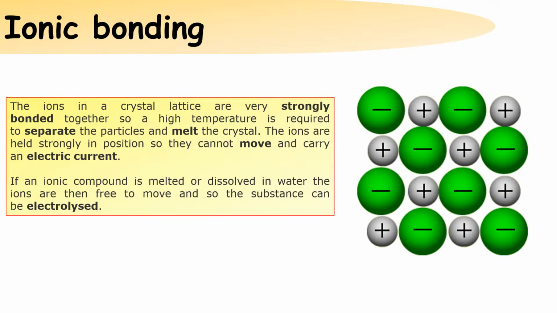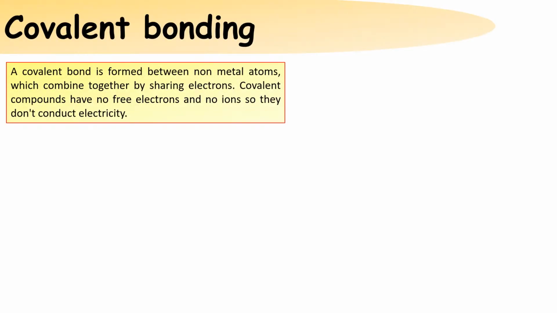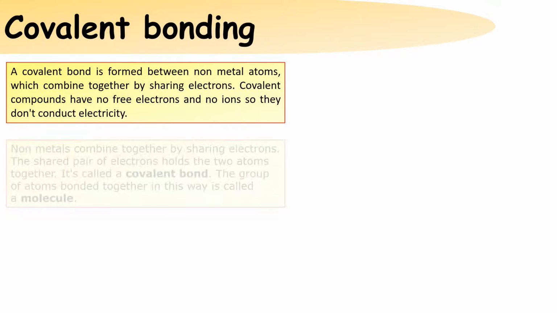If an ionic compound is melted or dissolved in water, then the ions are free, and we can say that they can be electrolysed. A covalent bond is formed between non-metal atoms which combine together by sharing electrons. Covalent compounds have no free electrons and no ions, so they do not conduct electricity.